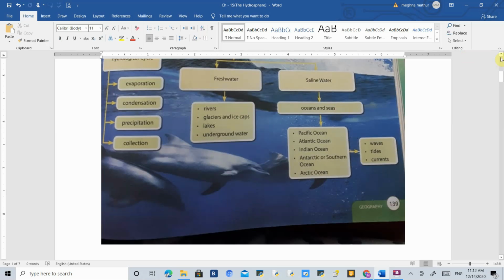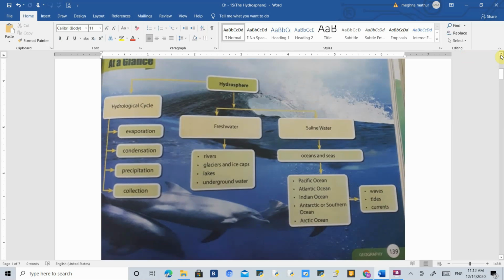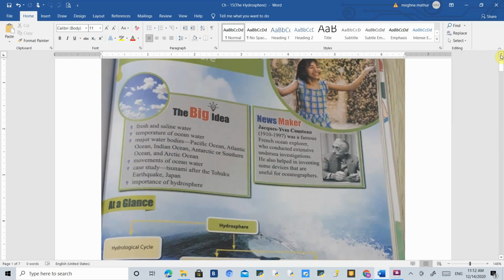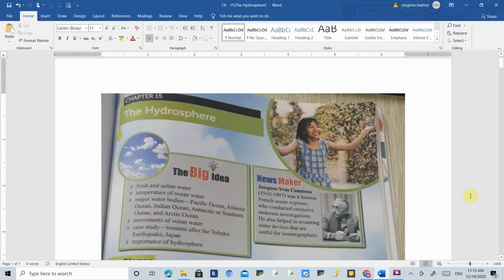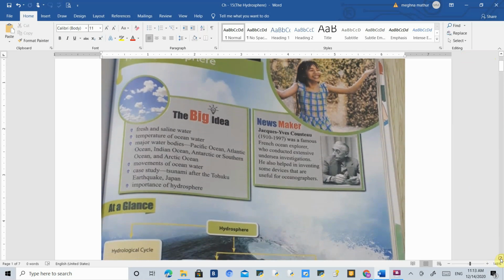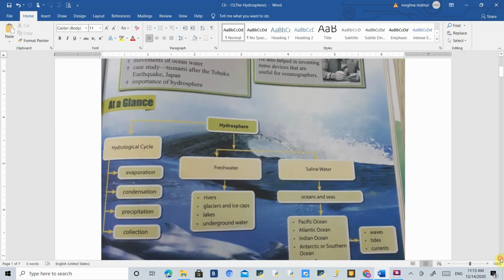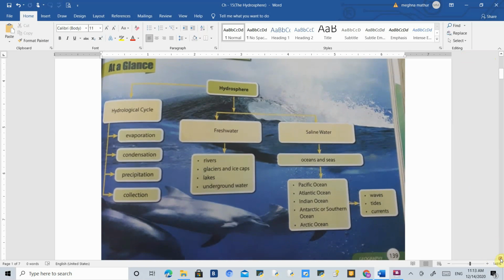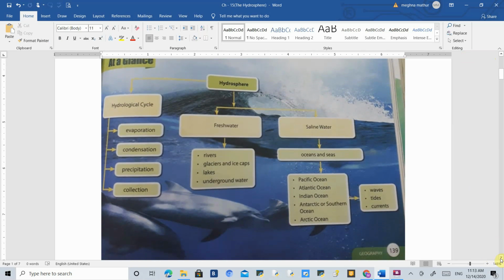So today we are starting with chapter number 15, that is Hydrosphere. Okay, chapter 15, Hydrosphere. You all know that by the meaning of the word hydrosphere, we mean water. So we are going to understand regarding the most abundant source available on Earth, that is hydrosphere. And that is why Earth is also called a unique planet because of the availability of water, which is a very important source of life.